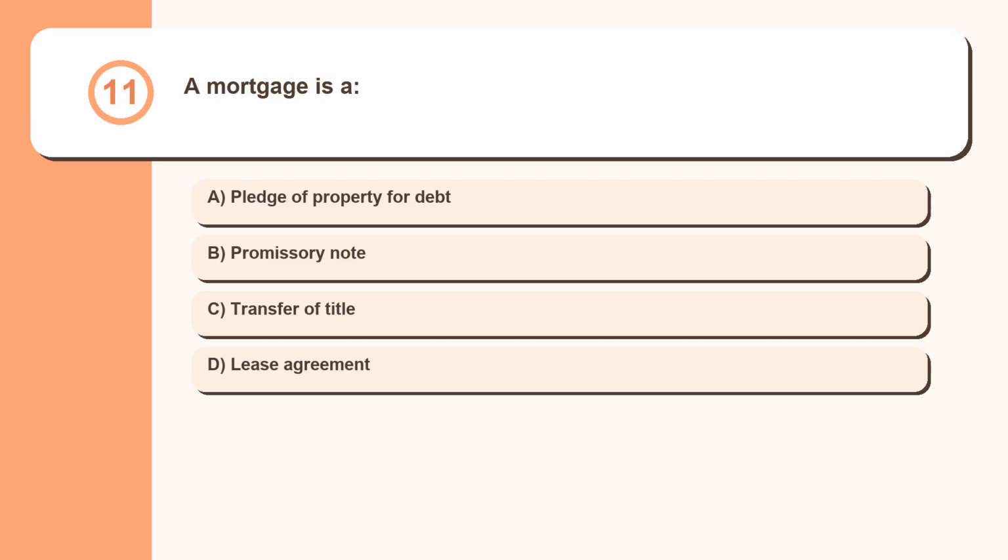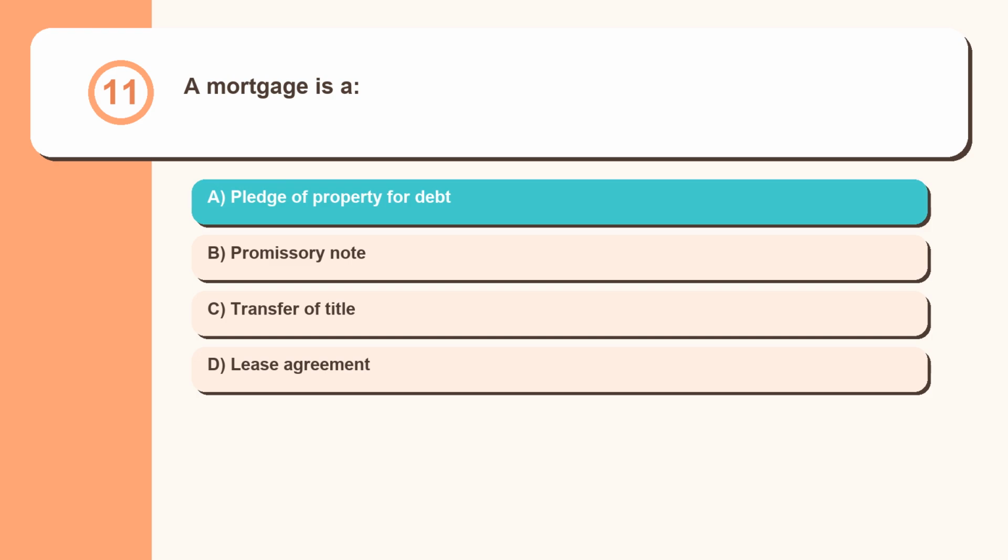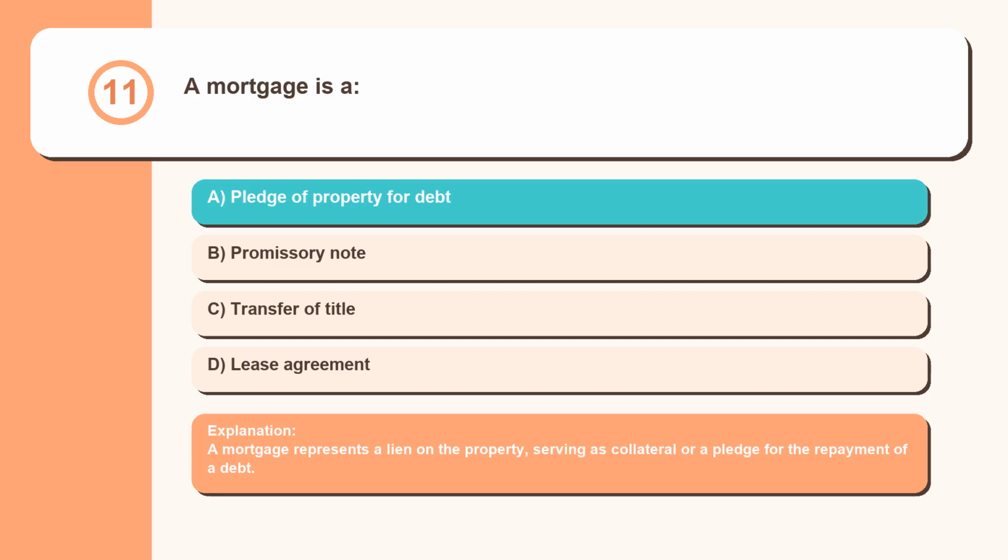Question 11. A mortgage is a pledge of property for debt, promissory note, transfer of title, lease agreement. A mortgage represents a lien on the property, serving as collateral or a pledge for the repayment of a debt.